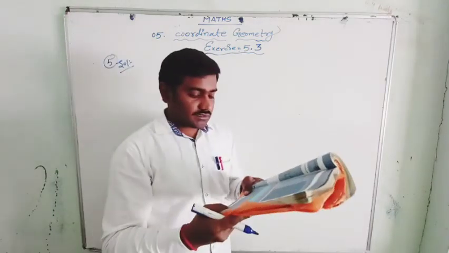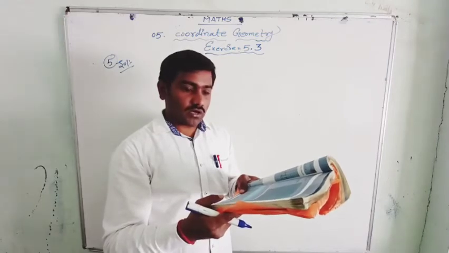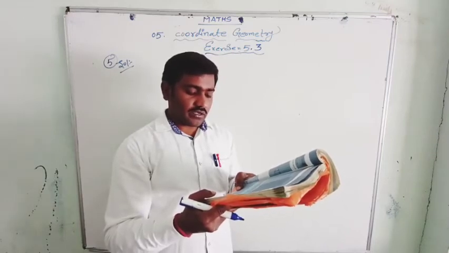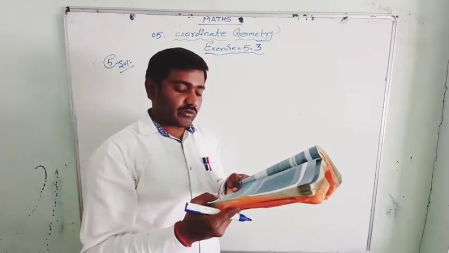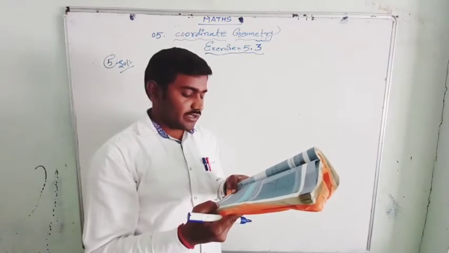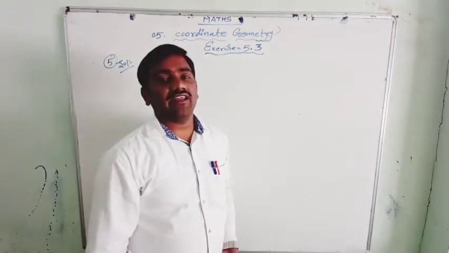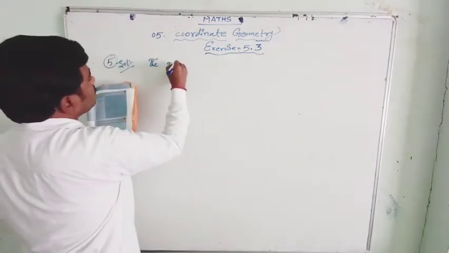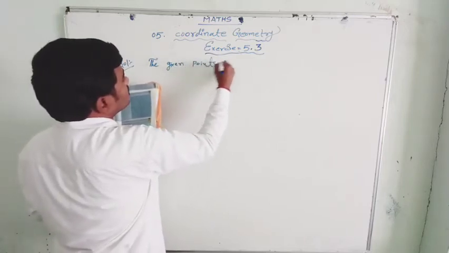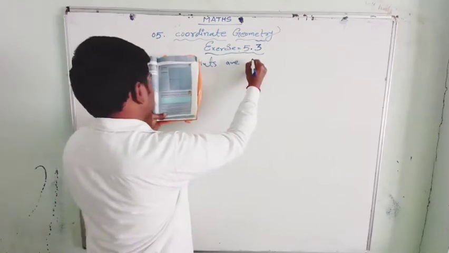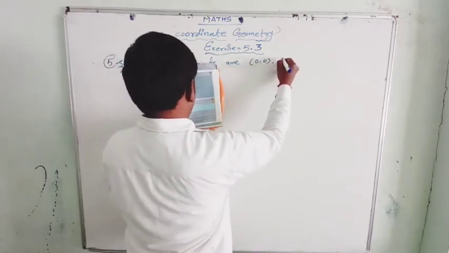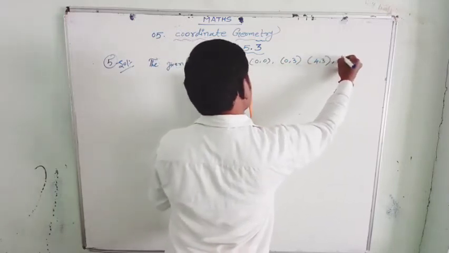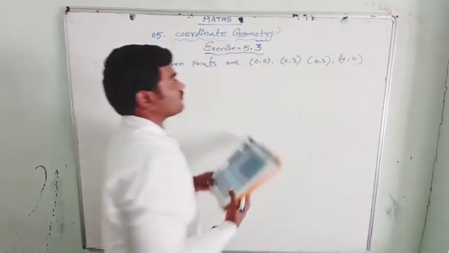Yes, the points 0 comma 0, 0 comma 3, 4 comma 3, 4 comma 0. Plot these points on the graph sheet. Join the points with straight lines to make a rectangle, and find the area of the rectangle. First of all, the given points are 0 comma 0, 0 comma 3, 4 comma 3, 4 comma 0. These are the 4 points given.